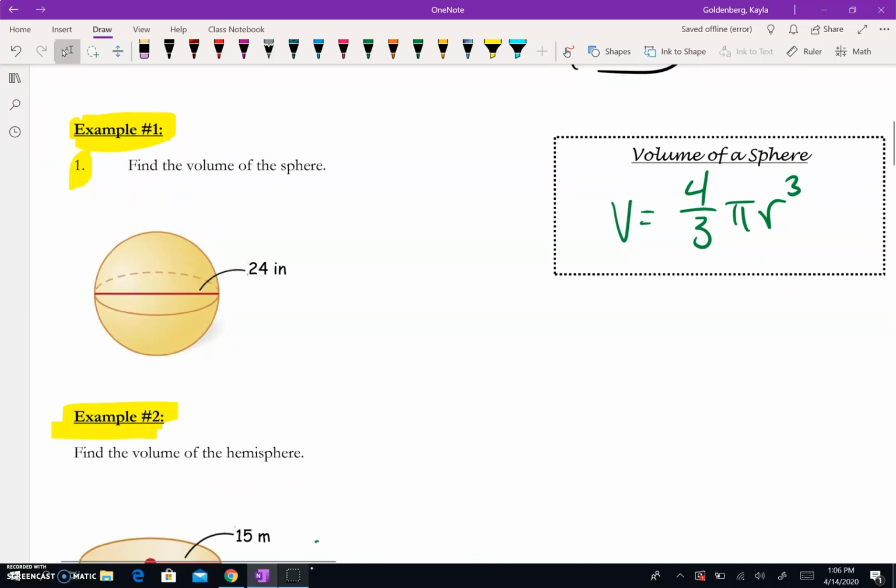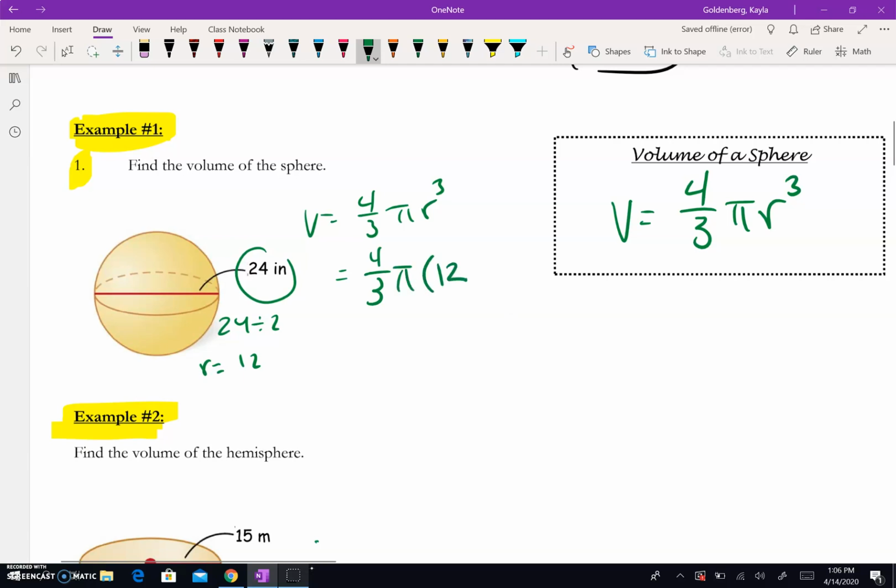So the volume of a sphere is 4/3 pi r cubed. Remember, we need the radius. This is your diameter. So radius is halfway across, whereas diameter is all the way. So I'm going to do 24 cut in 2 and get my radius as 12. So my volume is going to be 4/3 times pi times radius of 12 cubed.